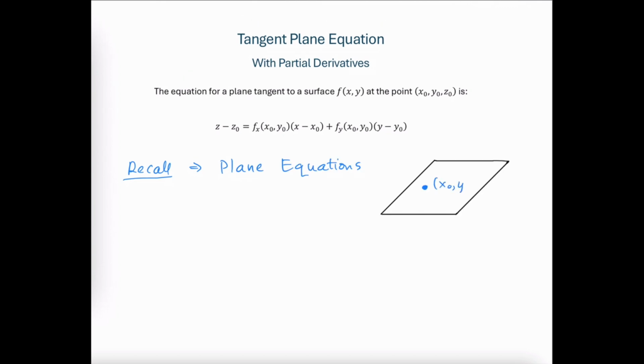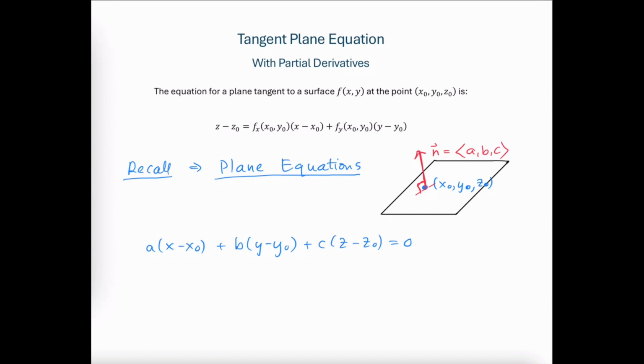ordered triple that's a point in the plane, and a normal vector that is perpendicular to the plane, where the normal vector's components are a, b, and c, then the plane equation can be written as a times x minus x naught plus b times y minus y naught plus c times z minus z naught, and all of this is added up to be 0.